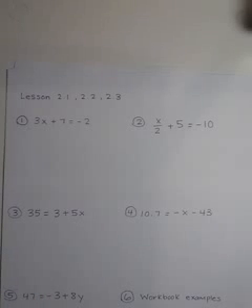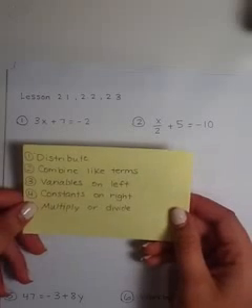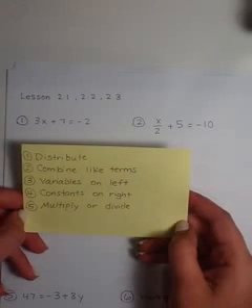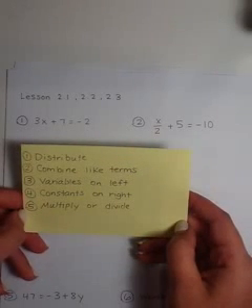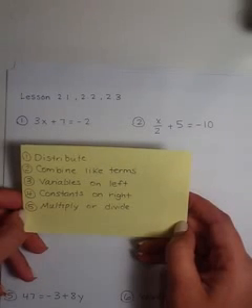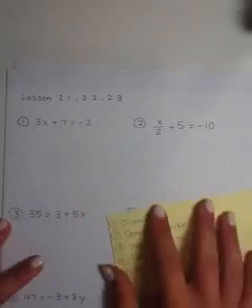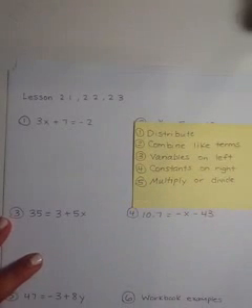I'm beginning to record lesson 2.1, which is just simple equations. There are 5 rules that I use to solve equations, and they are: number 1, distribute; number 2, combine like terms; the third rule would be variables on left, constants on right, and then multiply or divide. So I'm going to put these into play.